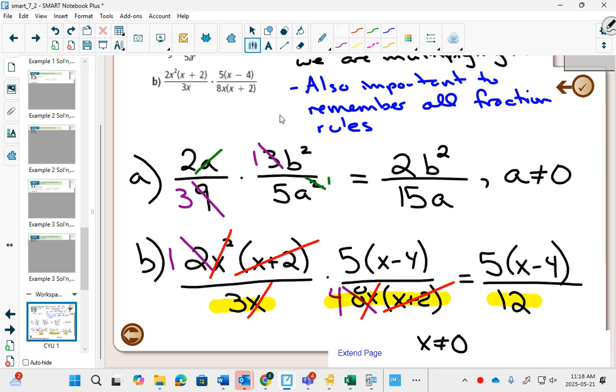X can't equal 0 because that would cause you to divide by 0 right at the beginning. In the second one, x can't be equal to 0 again. And x can't equal -2. In the final answer, there are no non-permissible values. But in the original question, there were.